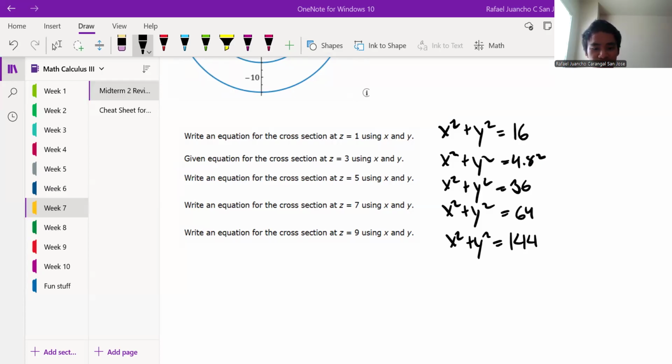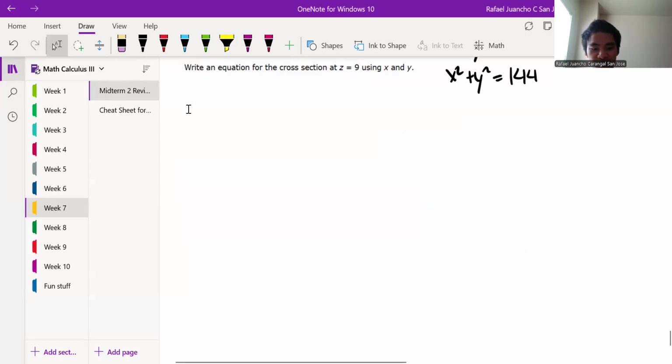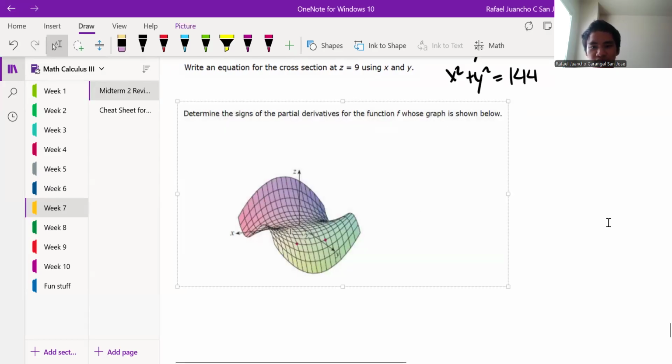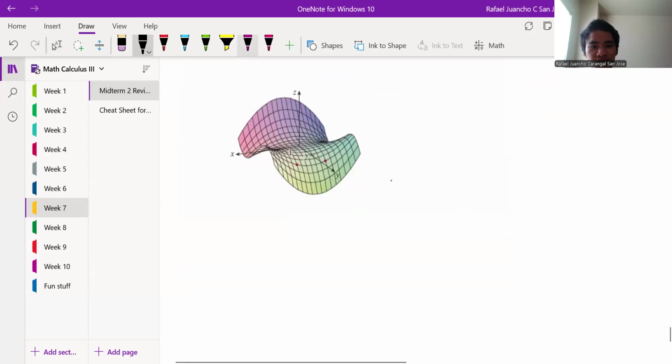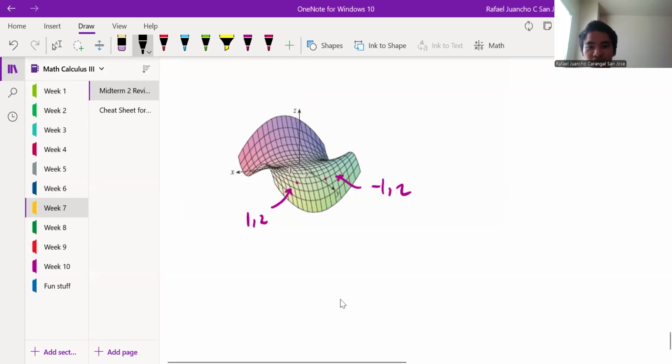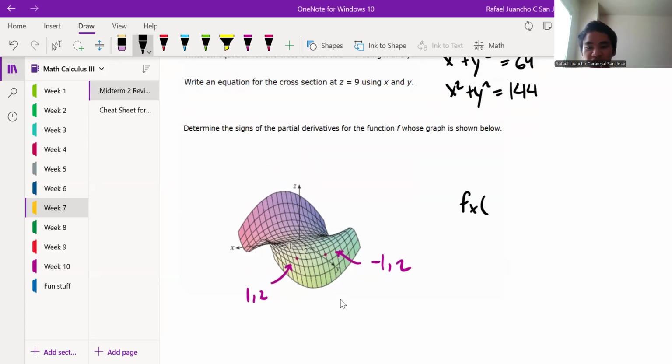What are the signs of the partial derivatives? This is something I think I also had difficulty with. So here, this point is basically (1, 2) and some z that I don't know. This is (1, 2). This is (-1, 2). Okay, so here we're being asked, what is f sub x of (1, 2)?